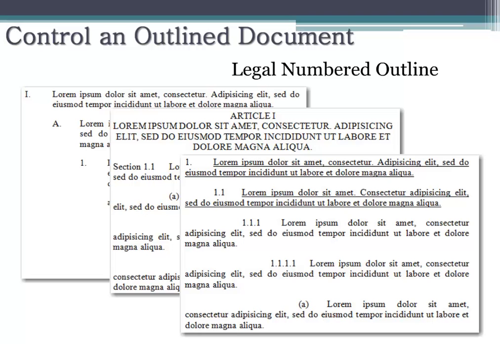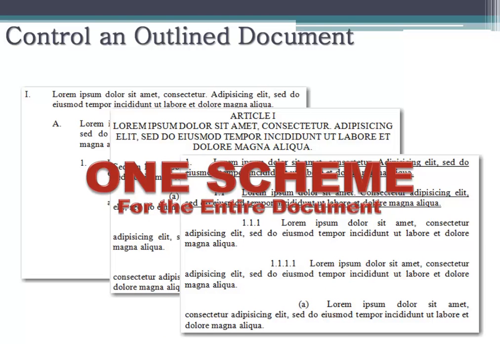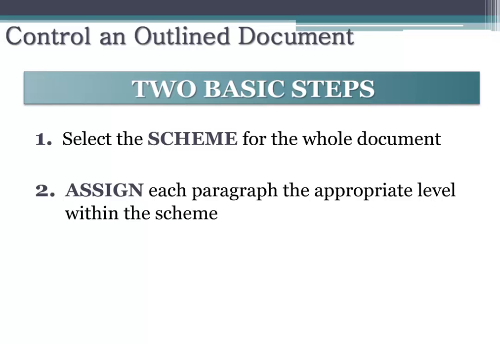It doesn't matter how your outline is set up. A Word document uses one scheme to control how all the levels look. And you can have up to 9 different levels within that scheme. To work with and control your outlined documents, there are basically only 2 steps. First, select the scheme you want to apply to the whole document. And then second, assign or tell each paragraph what level it is supposed to be in the outline. That's how simple it is. Now let's see it in action.